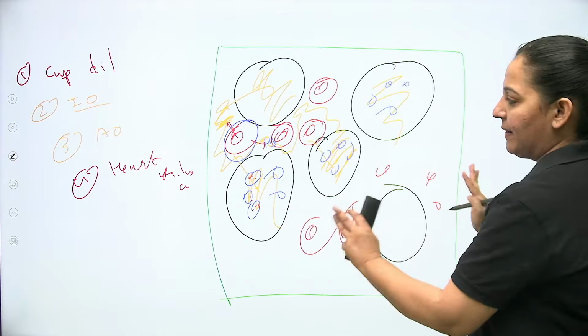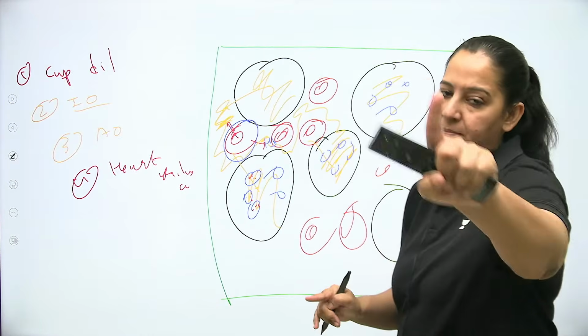in the diagram. Proper labeling. 4 mark question, 4 labeling. 4 marks, 1 mark for each labeling.